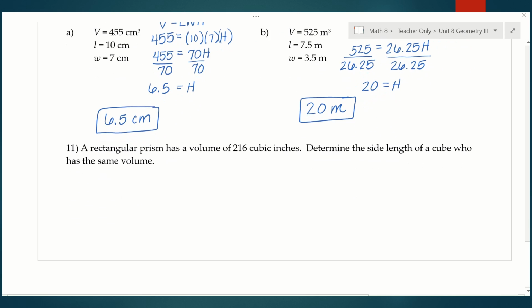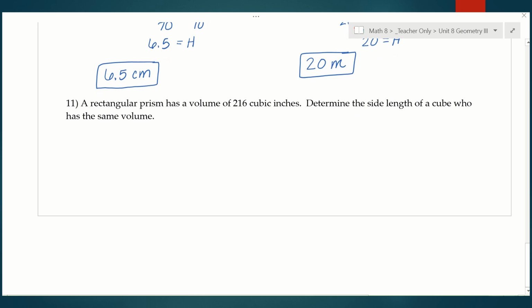Okay, last question. A rectangular prism has a volume of 216 cubic inches. Determine the side length of a cube who has the same volume. Okay, so we have this rectangular prism. We know its volume is 216 cubic inches. But then we also have this cube whose volume is the same, but we don't know anything about the sides.